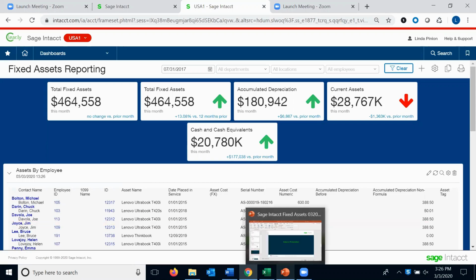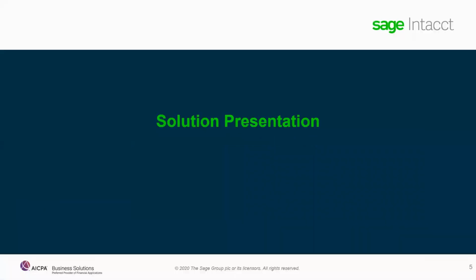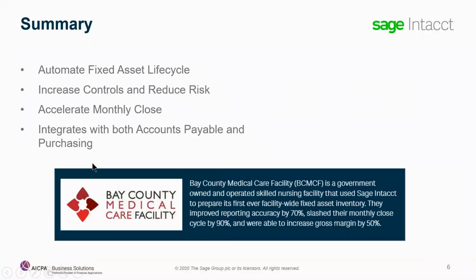So let's come back to our PowerPoint and let's review a few of the key takeaways for fixed assets. The first one, obviously, is to automate that fixed asset life cycle. So as you are acquiring assets and placing them into service, you may also change their status along the way. You may, in fact, dispose of that asset, and we certainly have the ability to do that as well. So making sure that you are tracking it from start to finish and automating that process.